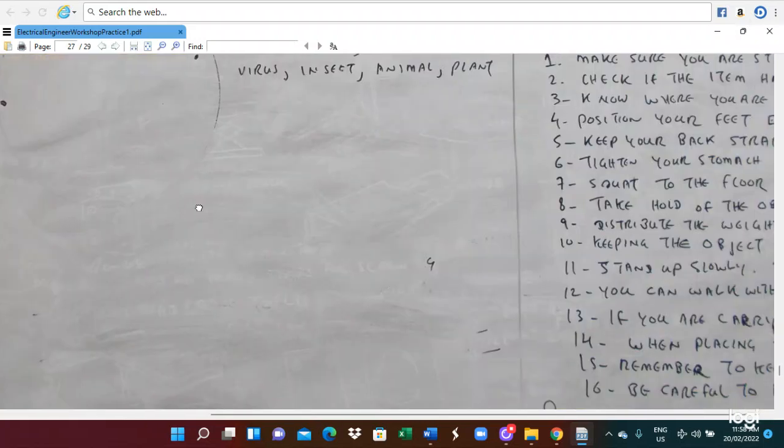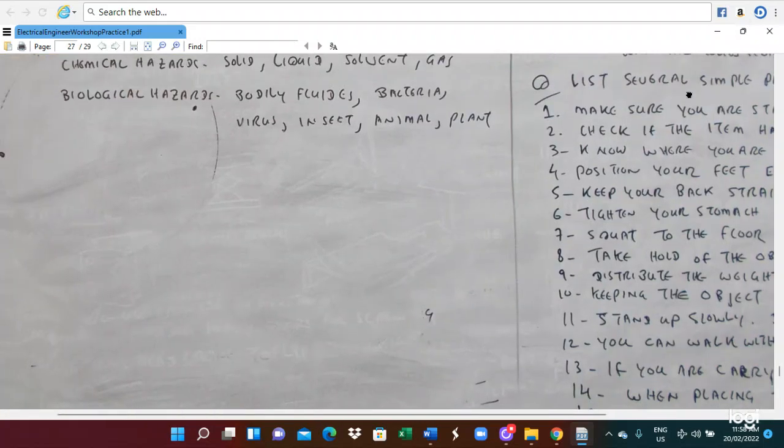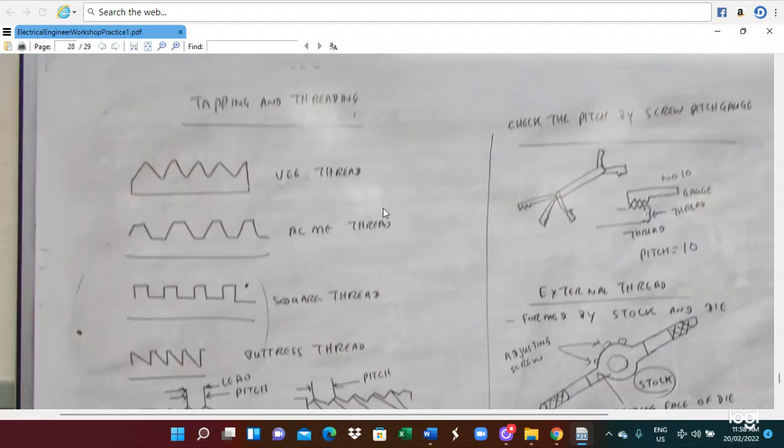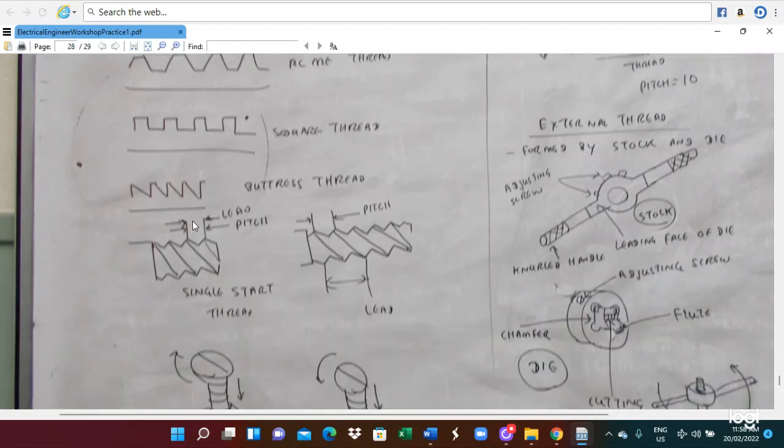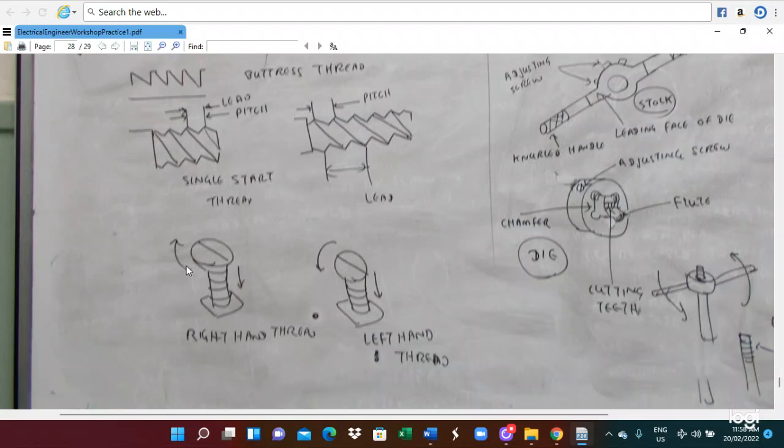Also, we are talking about tapping and threading. Here is a V thread, here is an ACME thread, here is a square thread, here is a buttress thread. Here is their indication of the lead and the pitch. This is the pitch, this is the lead. This is the right hand thread, and this is the left hand thread. Right hand thread is tightened by turning clockwise. Left hand thread you tighten by turning anti-clockwise.